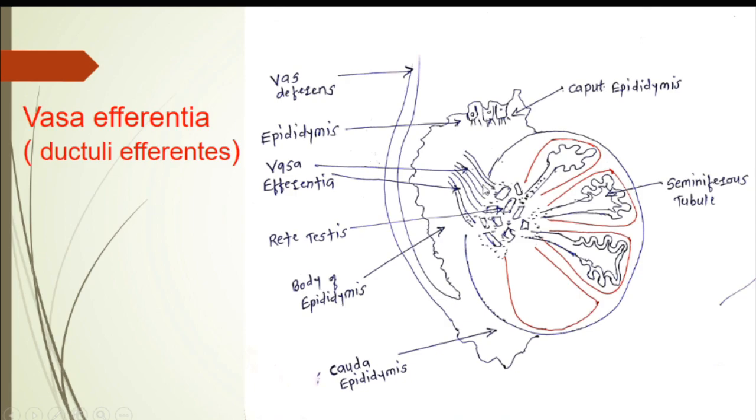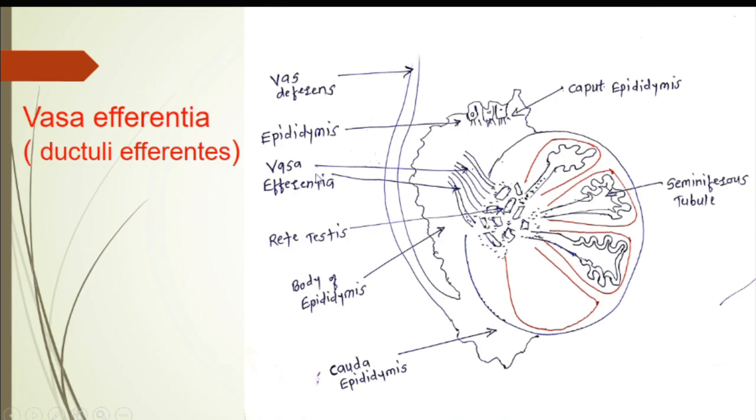You can see these tubular structures piercing the tunica albuginea and entering into the epididymis. Which region of the epididymis? Caput epididymis. We will see that later on. These are the small tubular structures which arise from the rete testis and enter into the epididymis.